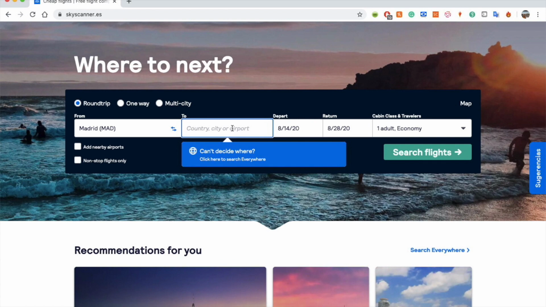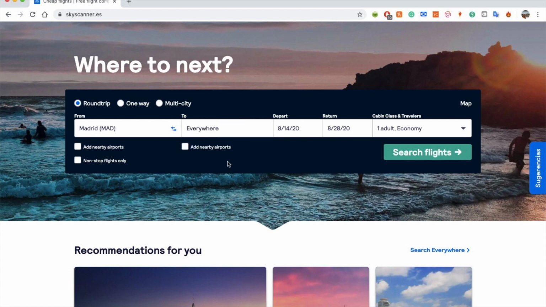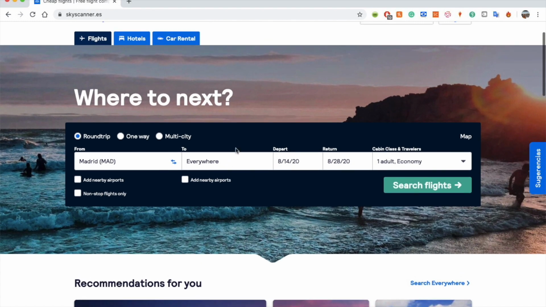What I really love about Skyscanner is if you don't know where you want to go, you can just say, look, you can click for everywhere. And I really like this because usually I'm just looking for somewhere that's cheap.